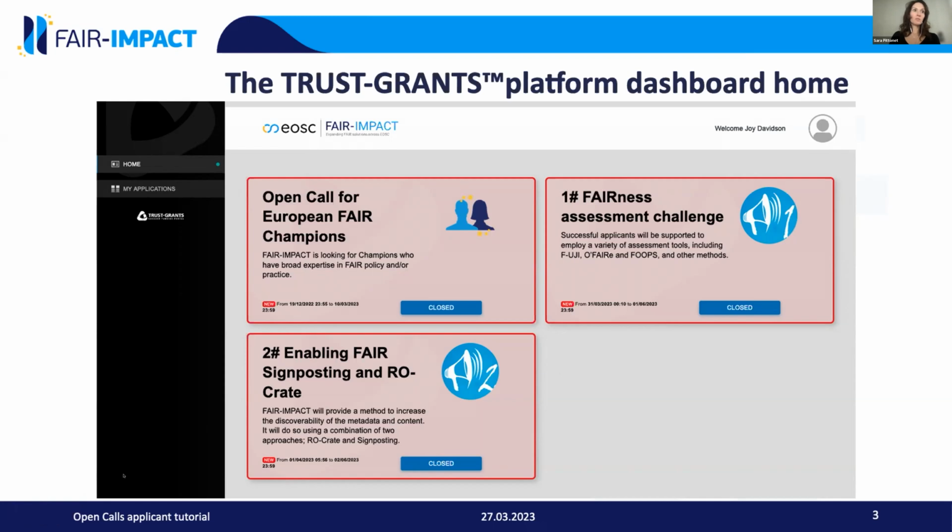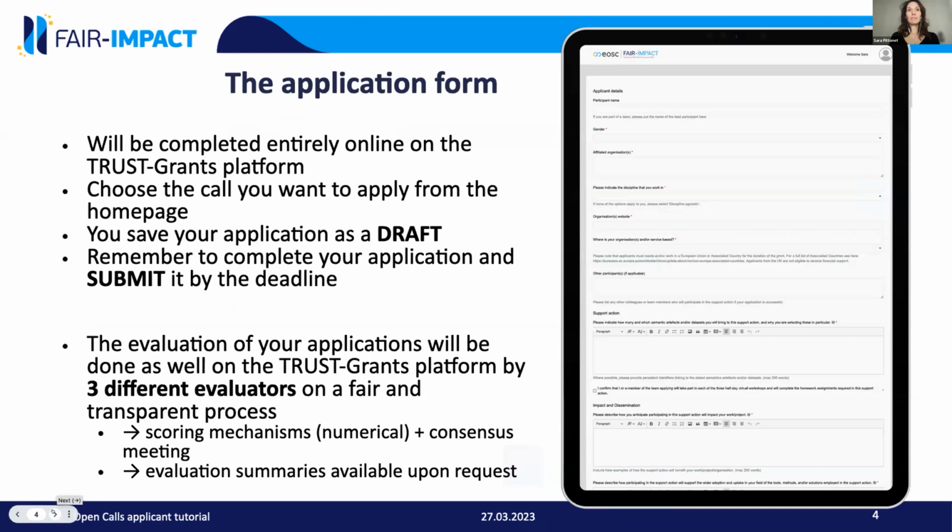Once you've chosen the one you want to apply to, you join the page where the application form is, which appears like the form you see on the right side of the screen. The application will be run completely through the grants platform. You select one of the 2 calls you want to apply to, and you fill in the form one by one. You can save the application as a draft, so you can return to the application many times before completing your final application. Just remember to do so by the deadline by clicking the final submit button.